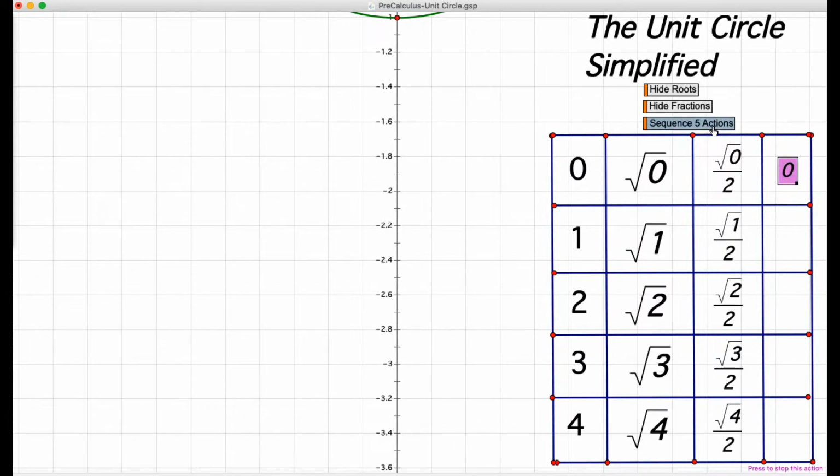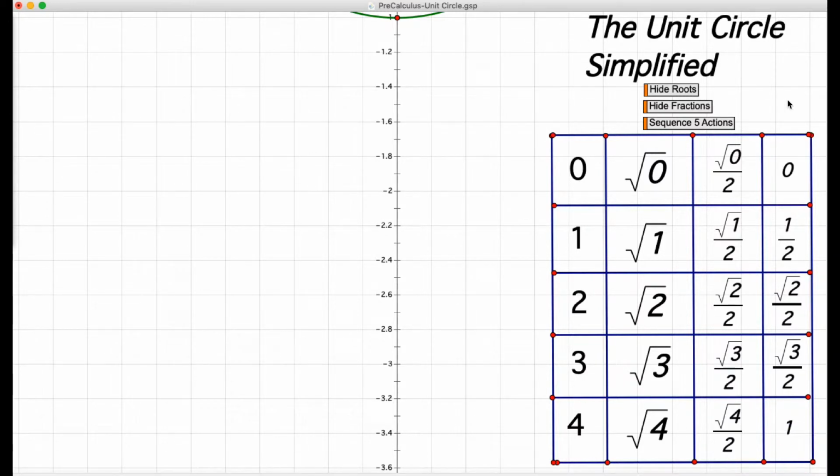So now let's simplify. The square root of 0 is 0, over 2 is 0. The square root of 1 is 1, over 2, 1/2. The square root of 2 cannot be simplified, so we leave it as the square root of 2 over 2. Same for the square root of 3 over 2. And then finally, the square root of 4 is 2, and 2 over 2 is 1.